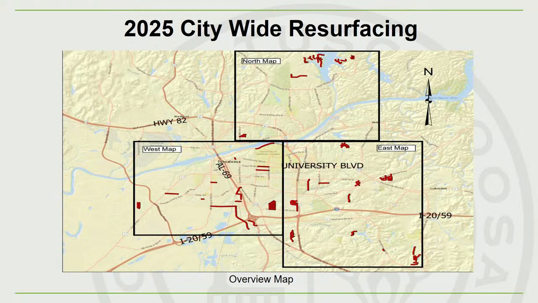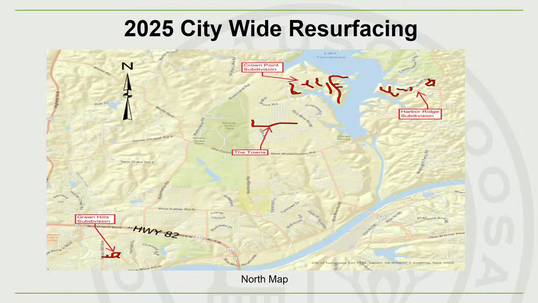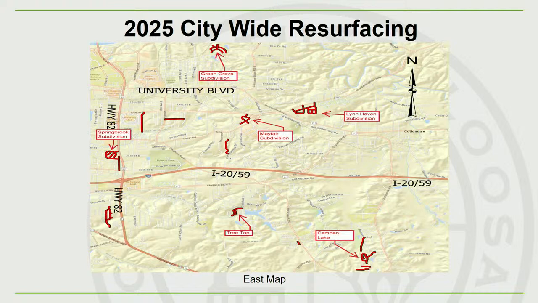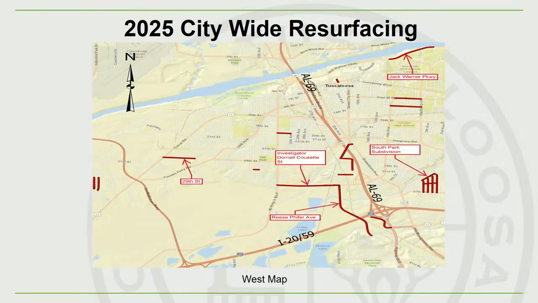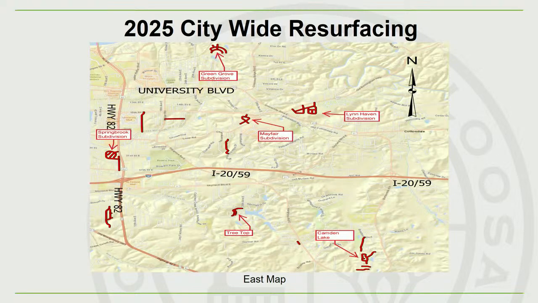I do have some maps up here showing the areas that we'll be resurfacing. This is an overview of the whole city. And then this is the north map, so basically north of the river. This is the east map, and please stop me if y'all want to look at anything. And then that is the west map.